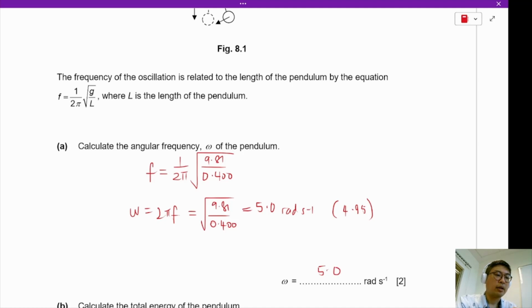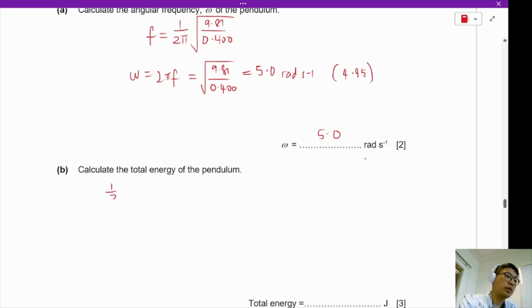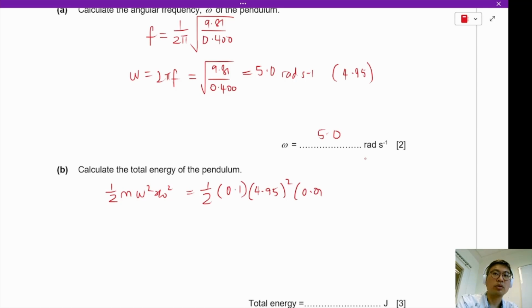Right, so calculate the total energy of the pendulum. The total energy equation will be given by half m omega squared x naught squared. So filling in the values, that will be half, the mass is 0.1, the omega squared is 4.95 squared, and the x naught squared is 0.012 squared. So this one will give us 1.8 times 10 to the power of minus 4 joules to 2 SF.